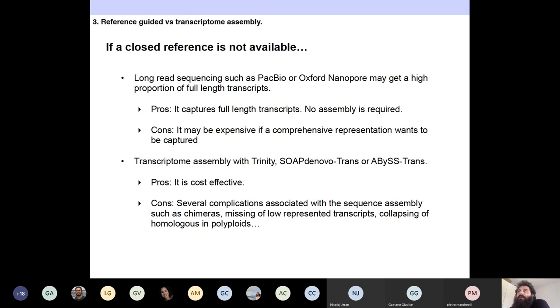So that is good because, as a pro, it captures full-length transcripts and no assembly is required. That simplifies the process a lot.